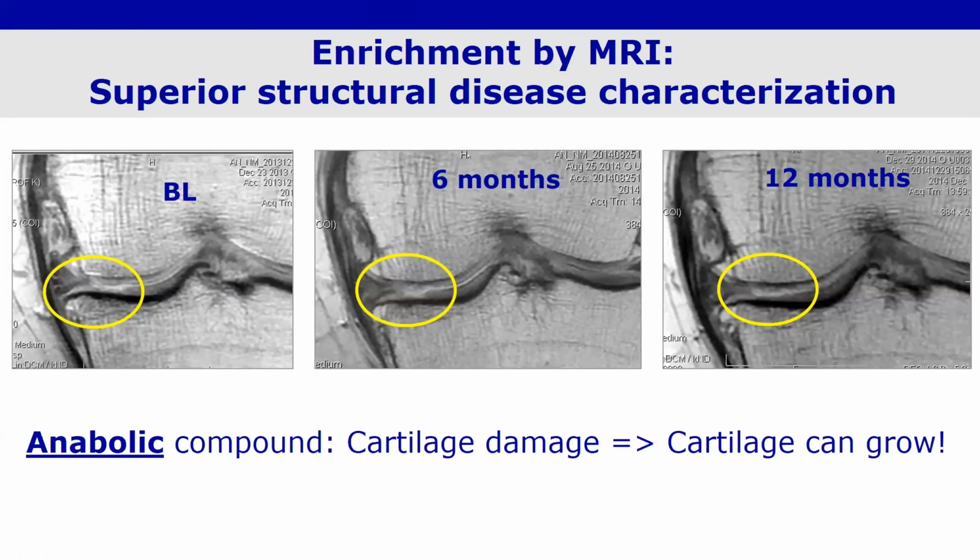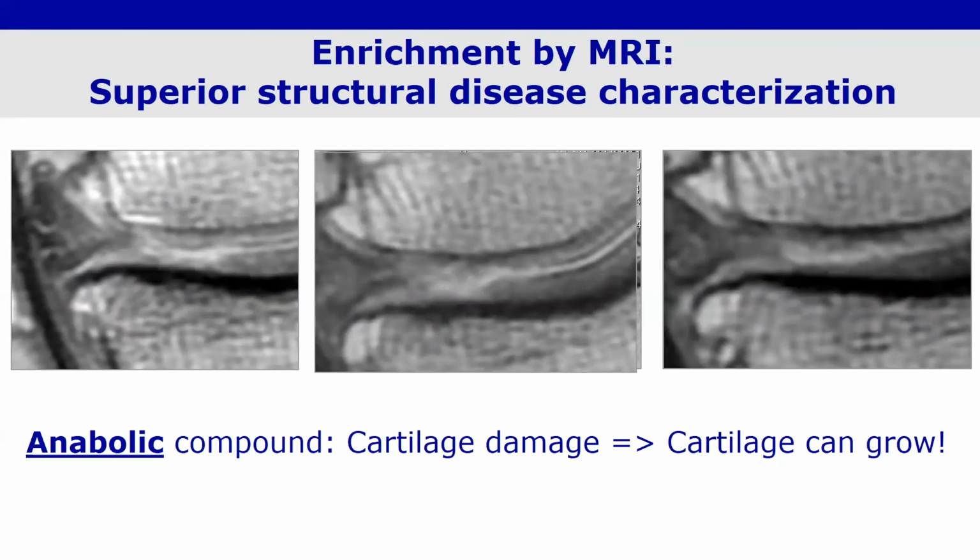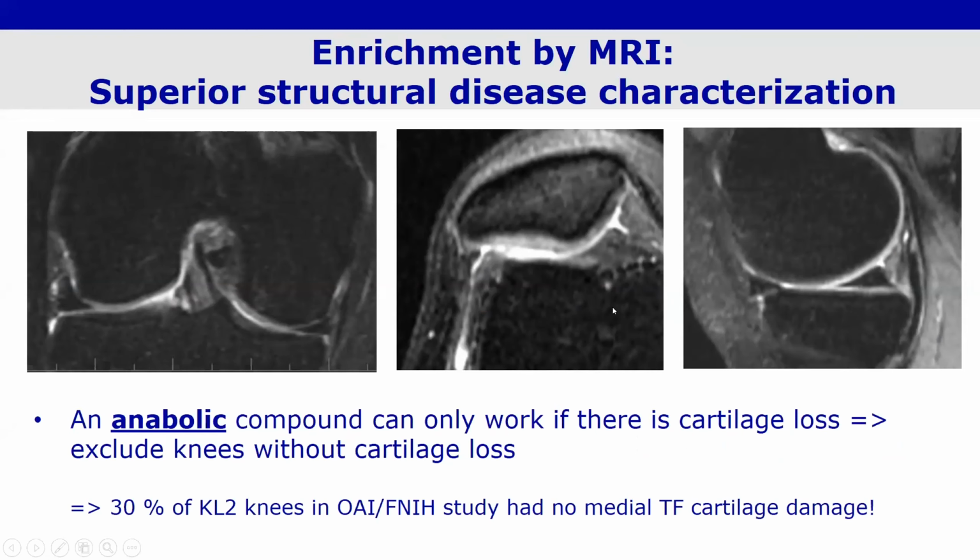So we're thinking about the mode of action of a given compound. Here you see an example from a clinical trial, short-term follow-up at 6 and 12 months, and you can see a focal defect here at the medial tibia, and you can see that there are some treatment effects by imaging. There's a little bit of cartilage growing here at the medial tibia. Okay, and this is fair enough. An anabolic compound needs cartilage damage, so cartilage can grow. But on the other hand, if there's no cartilage damage, you will not see any treatment effect. If there's nothing to treat, how can you observe anabolic effects? And I mentioned before, in the MOST study, we had about 20%.